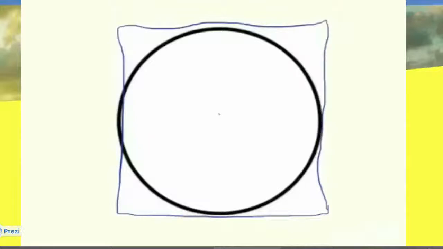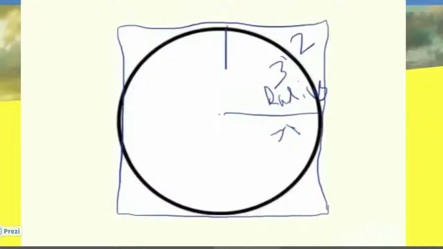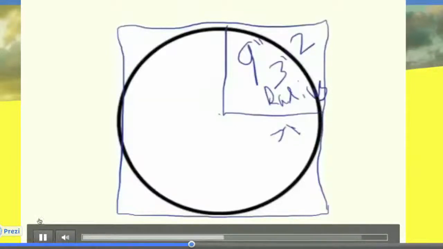The distance between the center of the circle, that dot, and the edge of the circle is called the radius. Let's choose a number like 3. So that radius is 3 inches long, and if we square the radius, we have 1/4 of the larger square around the circle. That's 9 square inches. But you can see that that square fits less than 4.